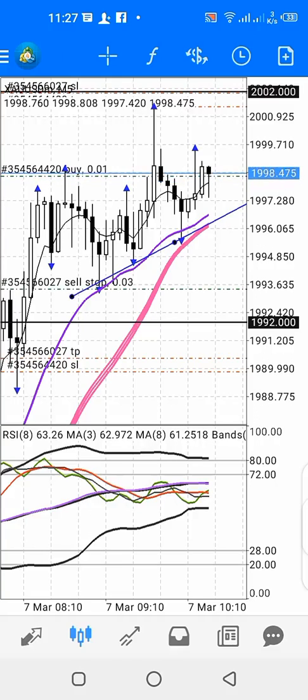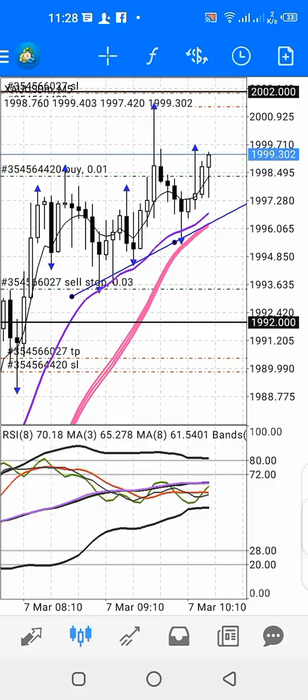For now, price is attempting to go up, respecting the ascending trend line. We are currently looking at the 5 minutes time frame, and price is trying to go up. But if price crosses down, it's going to trigger my sell stop. The lot size for my sell stop is 0.03. That's 3 times the lot size of this current running buy trade.